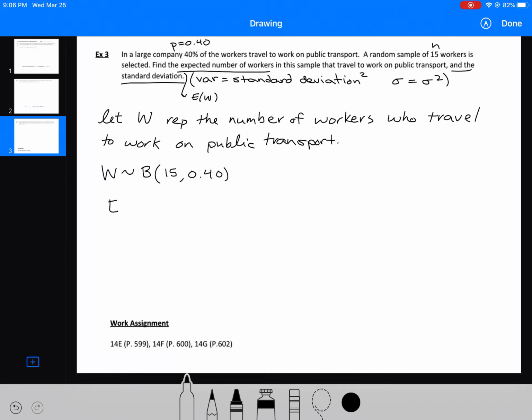So the first thing the question asks us to do is find our expected number of workers. So we're going to do n times p, which is 15 times 0.4, which gives us 6. So therefore, 6 workers are expected to use public transport.